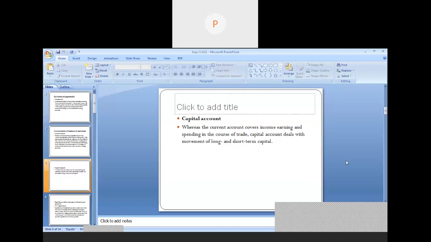So for these categories, specific types of transactions are shown in the debit and credit side. You will have to distinguish what should be included in the debit side and what should be included in the credit side. In a way, in the debit side you will include all the imports of goods and imports of services, right? In the credit side you will include all the exports of goods and exports of services.